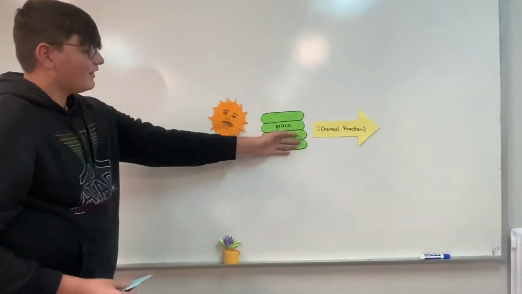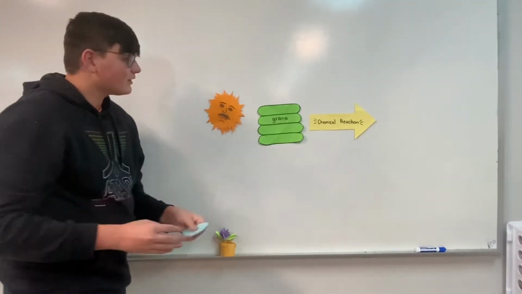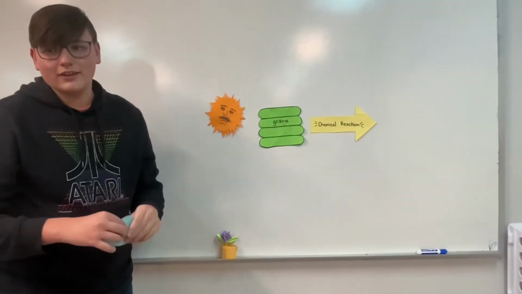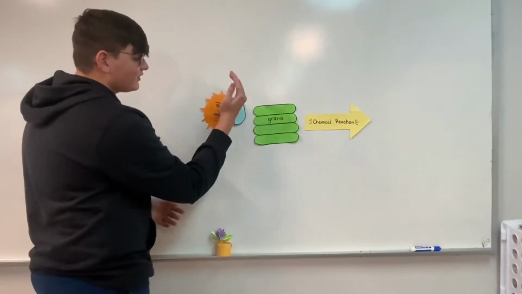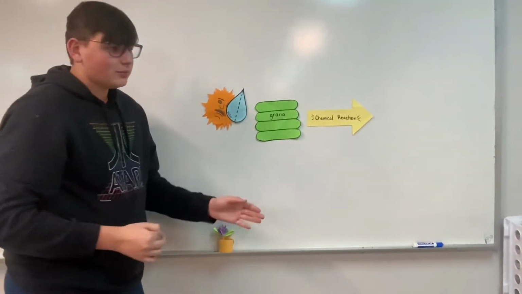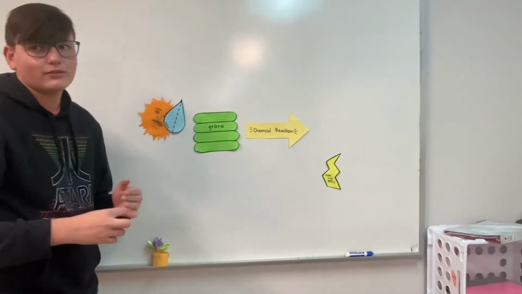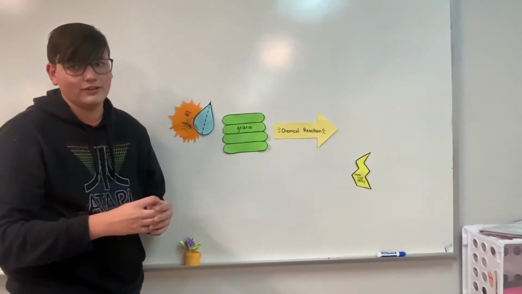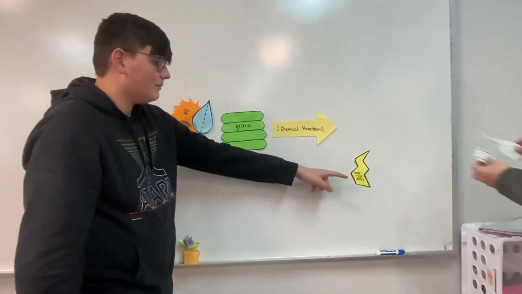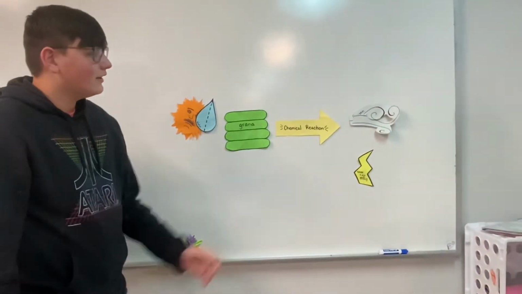And you see this grana? It takes in sunlight, which excites the electrons in it. And it also takes in water, which is split. And it leaves us with electrons and hydrogen atoms. This causes a chemical reaction which turns light energy into chemical energy, called ATP and ADP. And oxygen.